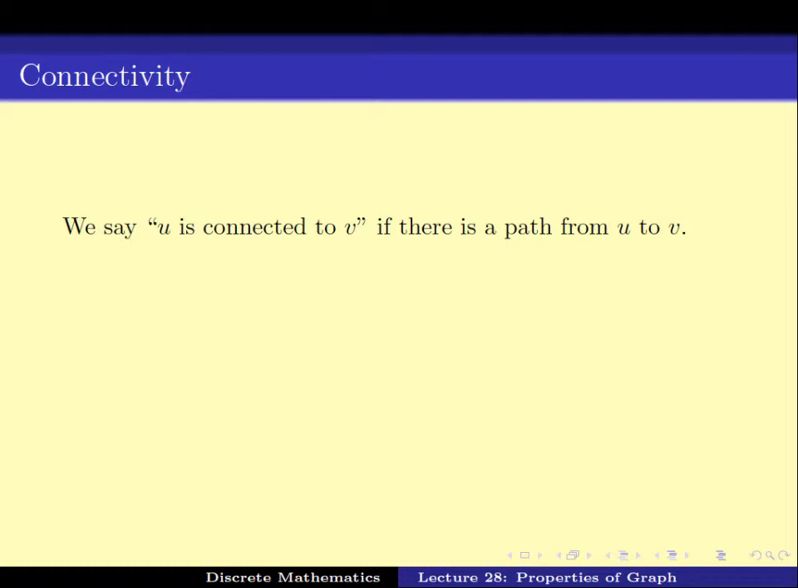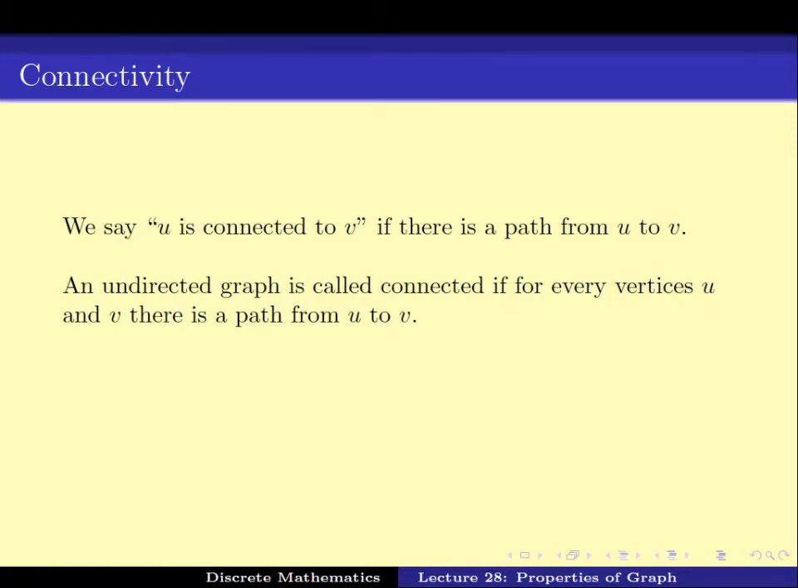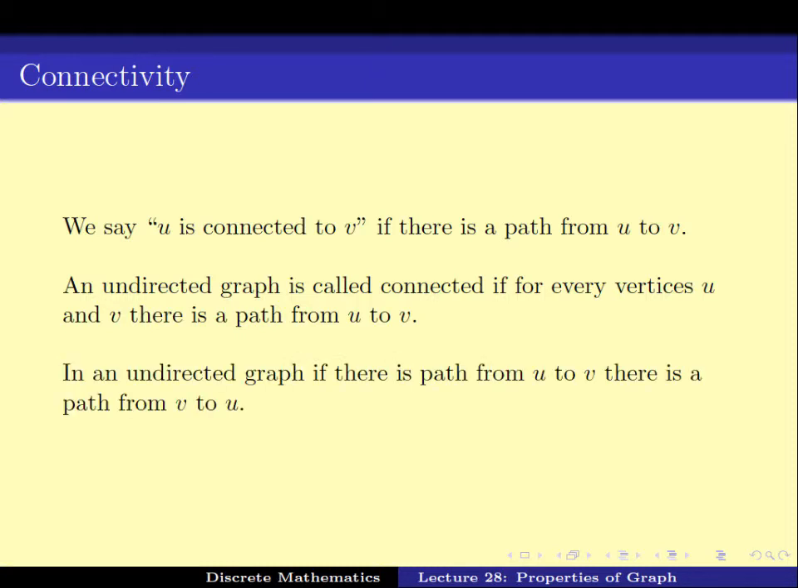Now if there is a path from U to V, we say U is connected to V. In an undirected graph, if any two vertices U and V are connected, then we say the graph is connected. And as you can see, since in an undirected graph there is no direction, if there is a path from U to V, there is a path from V to U also.